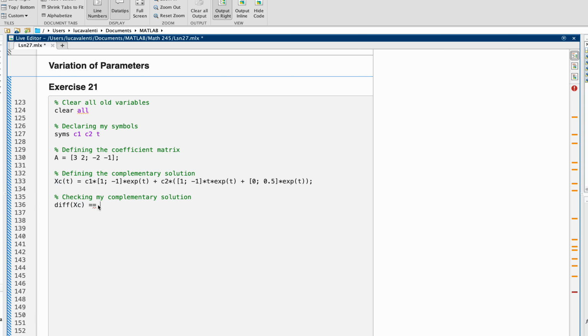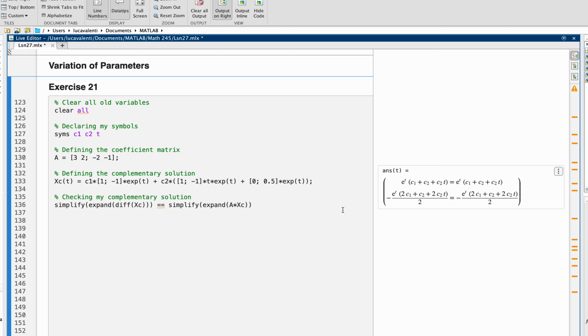Equality is given by two equal signs in MATLAB. I set it equal to A times xc. Now, I want it to expand because the result might be pretty big, and then I want it to simplify. And I'll do that both to the left and to the right. Okay, so now I press Control Enter, and I see if we get the same thing on the left and on the right, which we do. So we know that so far we're right.